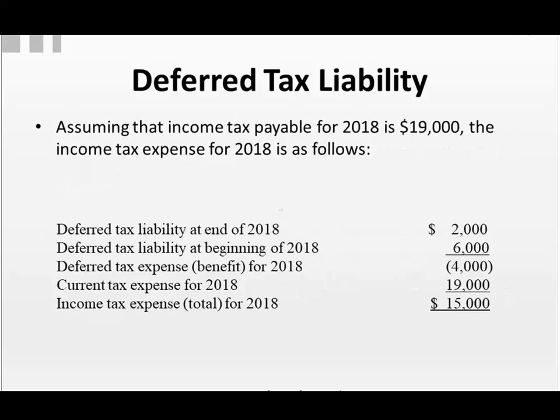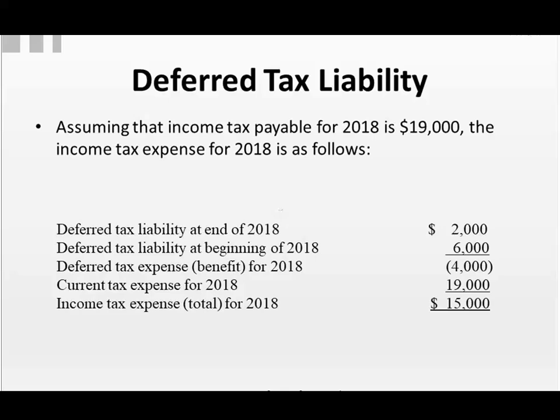Okay, so assuming the income tax payable for 2018 is $19,000, I'm giving you that. The income tax expense for 18 would be the deferred tax liability of $2,000 at the end of the period. It was 6 in the beginning, so it's a -4. It becomes a benefit. And the current tax expense of 19. So the total tax expense for 18 is $15,000, right? Which consists of $19,000 current tax payable and a reduction of the deferred tax liability of $4,000.